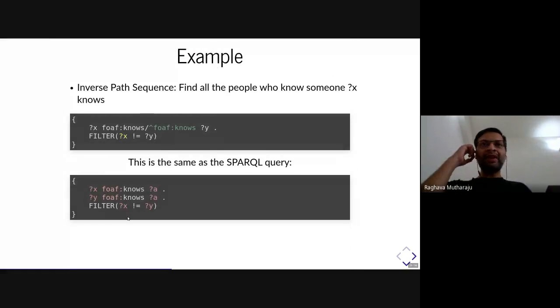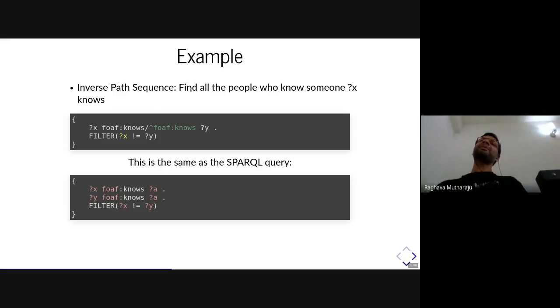Let's see one example, and then maybe you can appreciate the utility of this inverse. The example is: find all the people who know someone X also knows. So it's a sort of intersection. I know someone called Y, and now I need to find all the people who also know Y. Let's say I know Dr. Sarika, and now I need to find all the people who also know Dr. Sarika. That's the aim of this query.